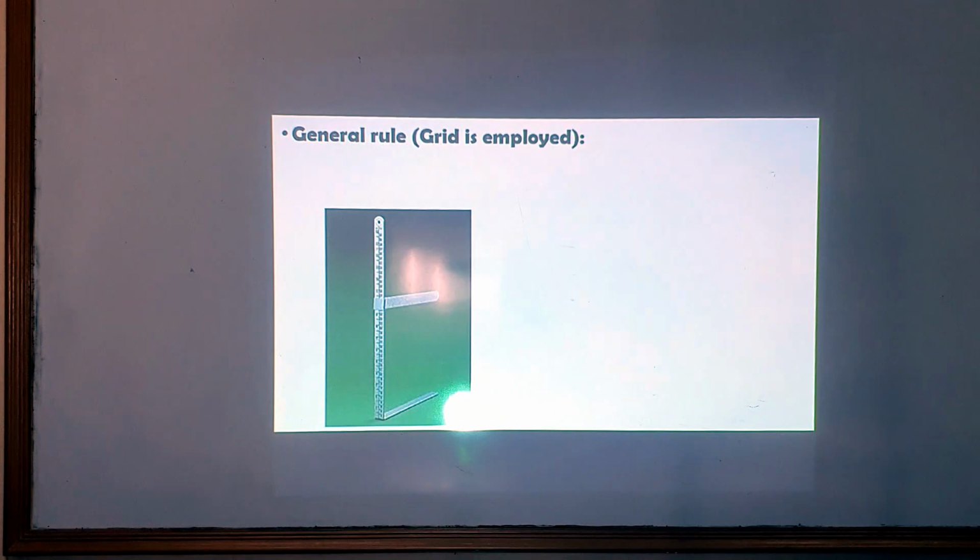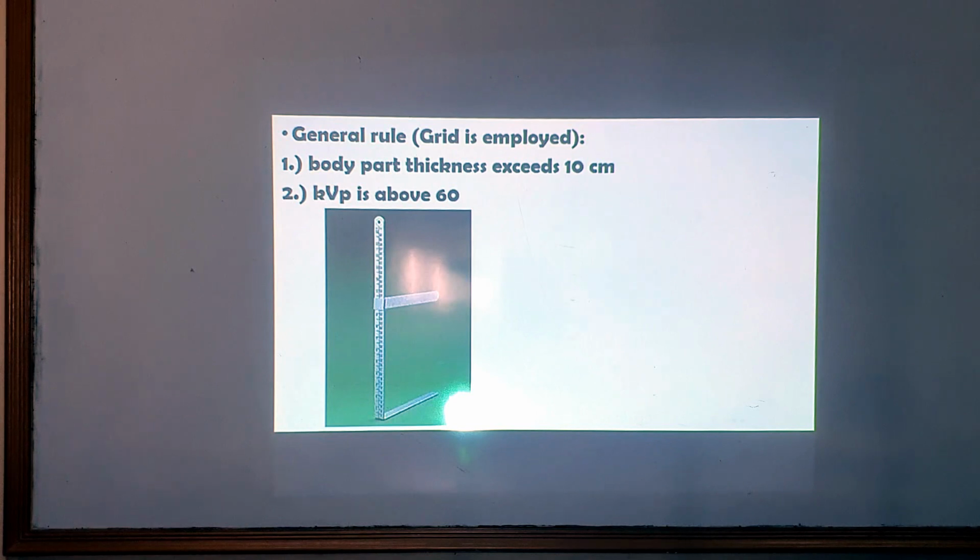So as a general rule, guys, the grid is employed when a body part thickness exceeds 10 centimeters. That's approximately how many inches? Because 2.5 centimeters equals 1 inch, so 10 centimeters is equivalent to approximately 4 inches, right? And another rule is if we are going to use a kVp which is above 60.